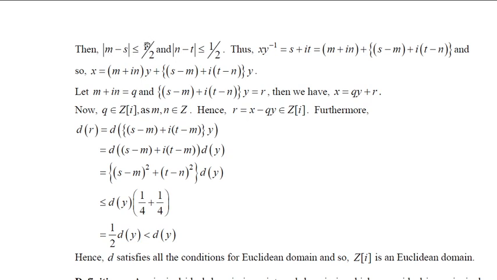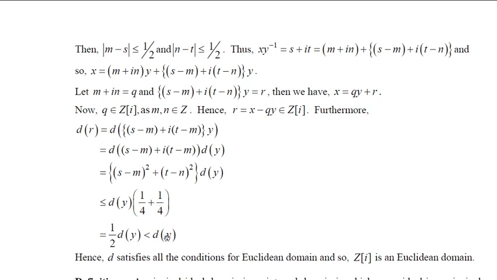Therefore, if you square on both sides, s minus m whole square is less than or equal to 1 by 4. The square of t minus n also gives you less than or equal to 1 by 4. So s minus m whole square plus t minus n whole square is less than or equal to 1 by 4 plus 1 by 4, into d of y. But that is nothing but half d of y.